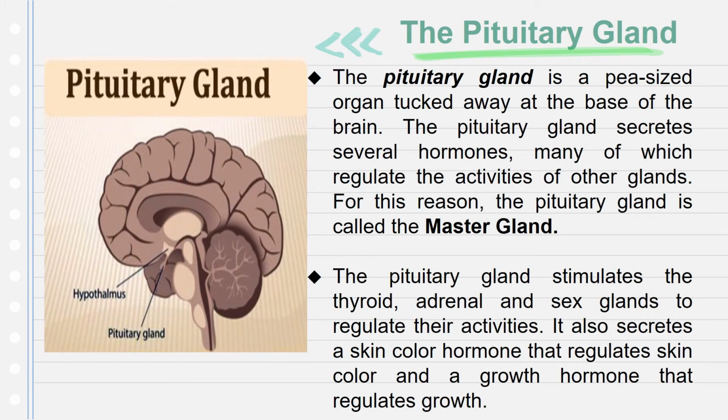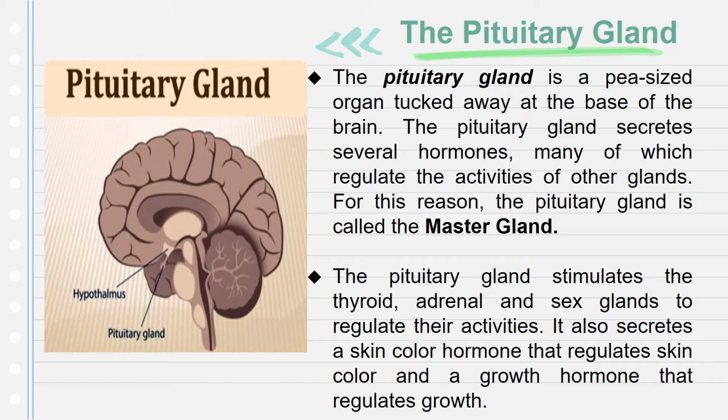Next part is the pituitary gland. The pituitary gland is a pea-sized organ tucked away at the base of the brain. The pituitary gland secretes several hormones, many of which regulate the activities of other glands. For this reason, the pituitary gland is called the master gland.